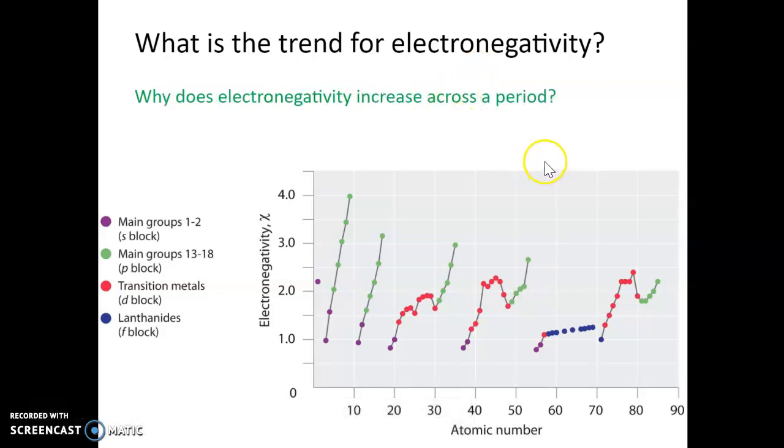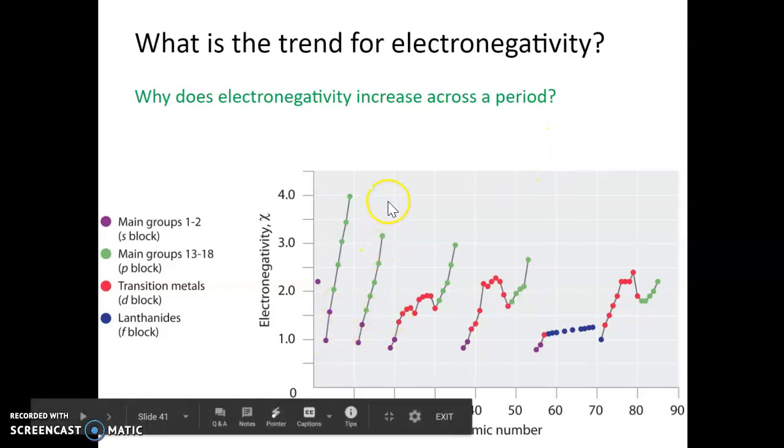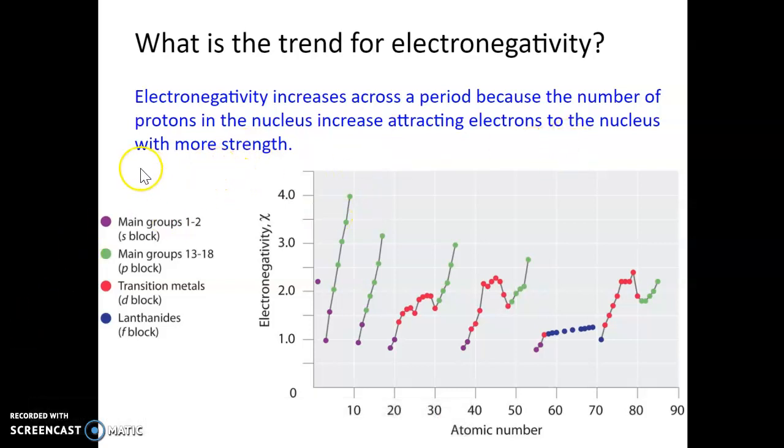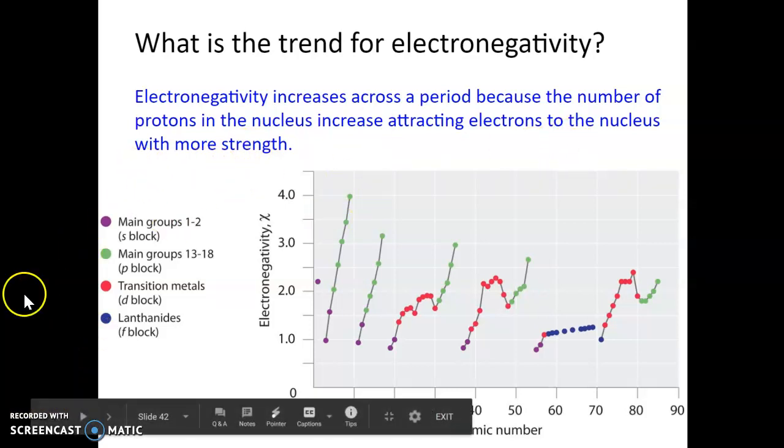So let's think about why this happens. Why does it increase across a period? Same reason everything else has been happening, right? More protons in the nucleus, stronger magnet. Boom. So electronegativity increases across a period because the number of protons in the nucleus increases, attracting electrons to the nucleus with more strength.